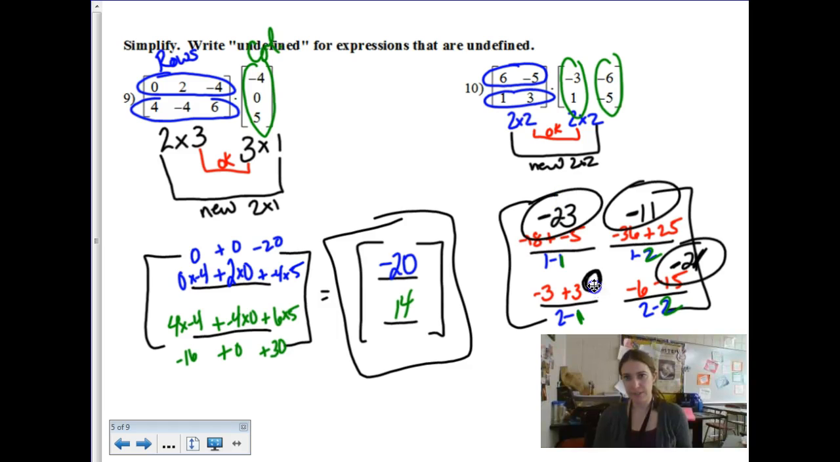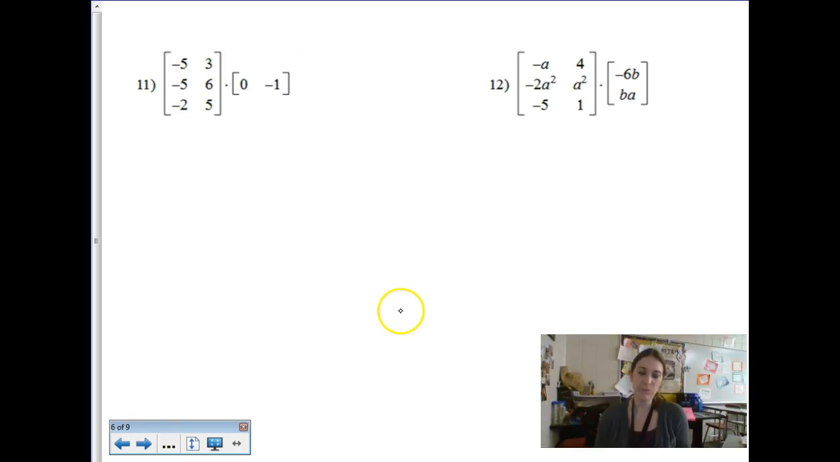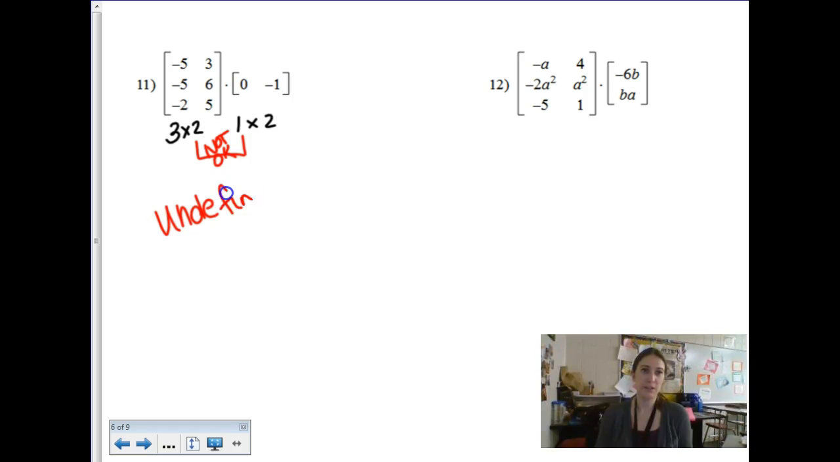So if I didn't have lack of space here because of my camera, I would have rewritten this matrix as negative 23, negative 11, 0, negative 21. And that is my resulting 2 by 2. So this next question, I have 3 rows by 2 columns in the original, and then I have 1 row by 2 columns. So if I look at the inner dimensions, since they don't match, this is not okay, which means that this product of matrices would be undefined. You can say does not exist, but technically the labeling is it's undefined.